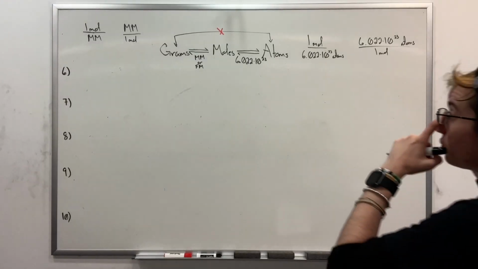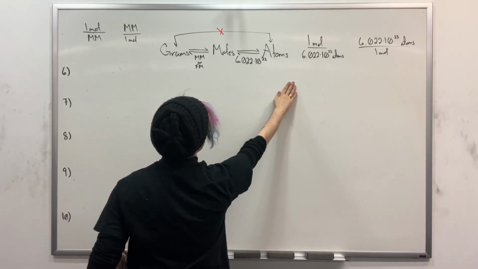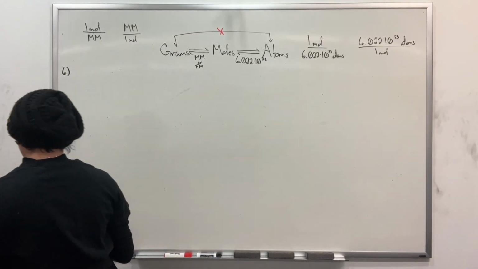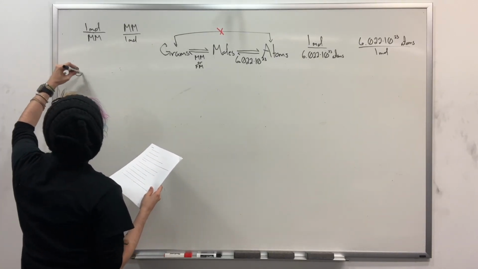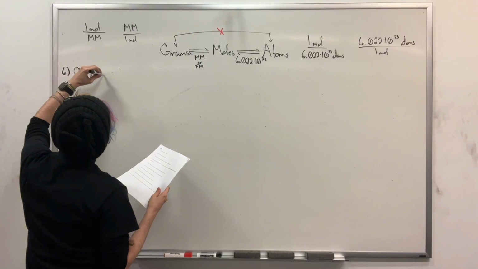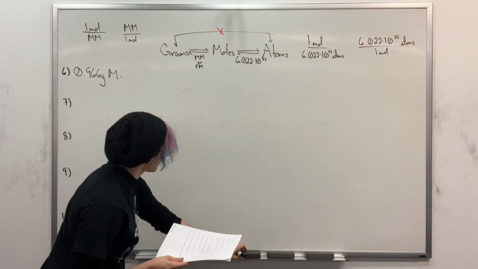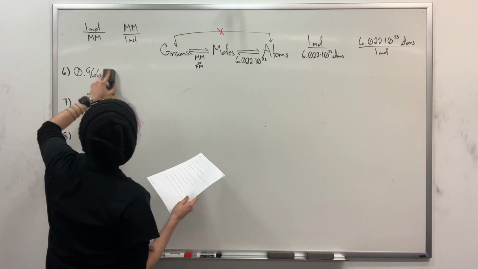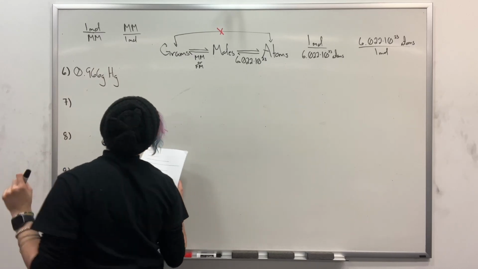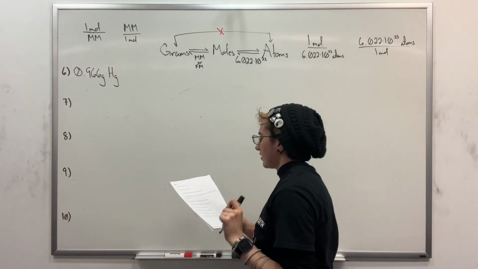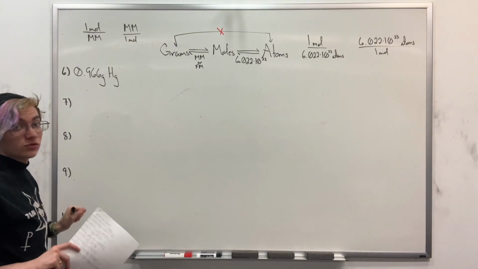Question 6 starts with our first instance of having to use the entire pathway when doing our calculations. How many mercury atoms does a 0.966 gram, oh, that's not the symbol for mercury, Hg. How many mercury atoms does a 0.966 gram sample of mercury contain? We are starting in grams, and we want to get all the way to atoms.